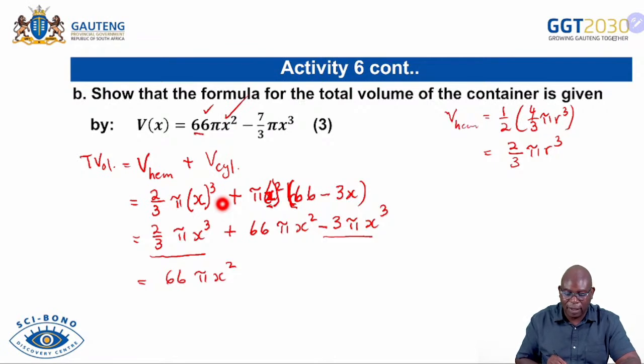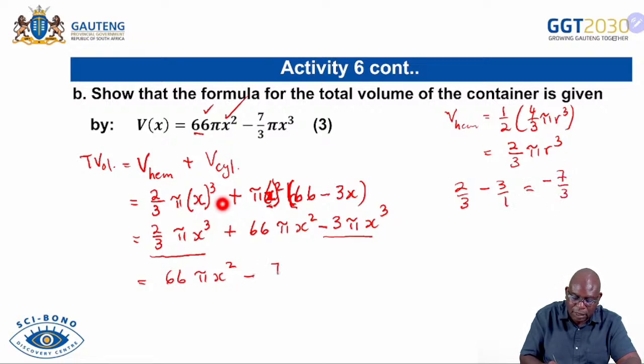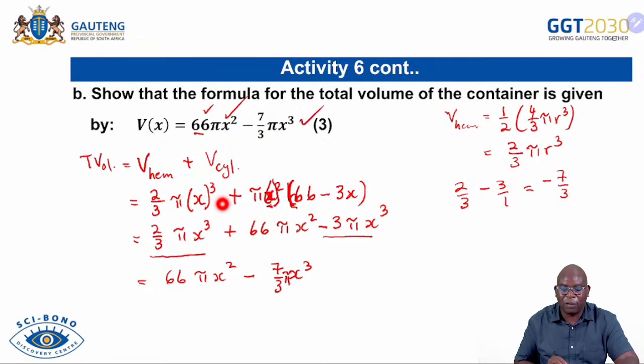Then if I add 2 over 3 to minus 3, my answer is going to be negative 7 over 3. Then I can just put that as negative 7 over 3 pi x cubed. Therefore, that part is also correct. So now, when I have the answer, I must work towards the answer.